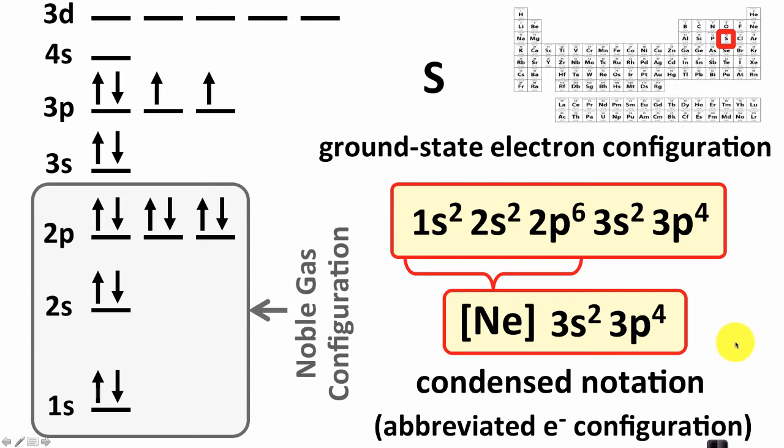And if you're asked to write out a complete electron configuration, you have to write all of this stuff. But in many cases, what we're interested in is the outer shell electrons. That's where the chemical action is. And so abbreviated or condensed notation is often quite adequate for us.